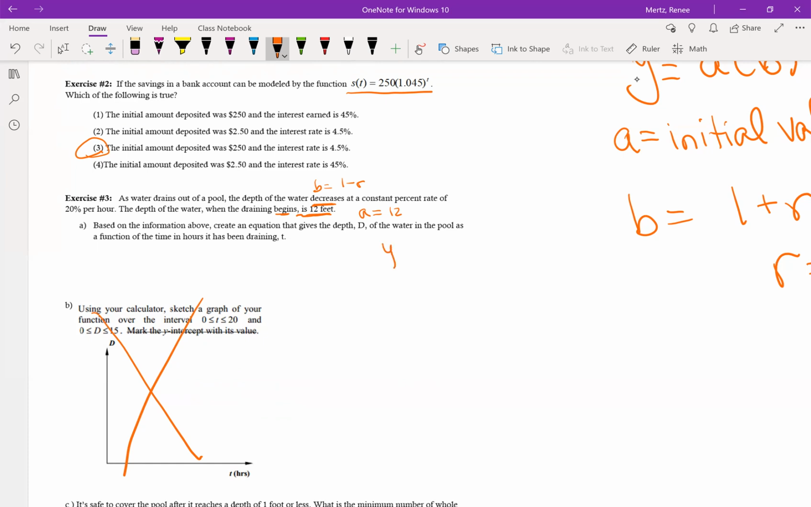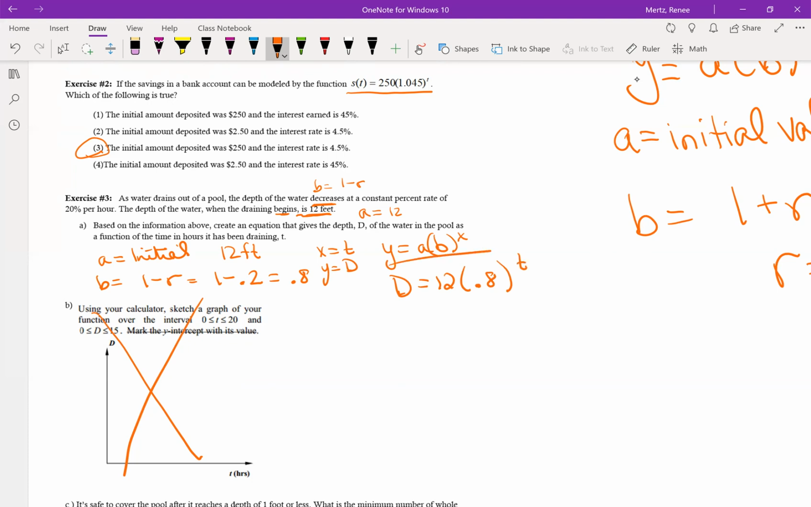So let's take our general equation, y equals a times b to the x. A equals the initial, which is 12 feet. B is 1 minus the rate because it's decreasing. 1 minus 20% as a decimal is 0.2, so that's 0.8. X is equal to time, y is equal to d. So d equals, our initial was 12, times 0.8 to the t. We did it.